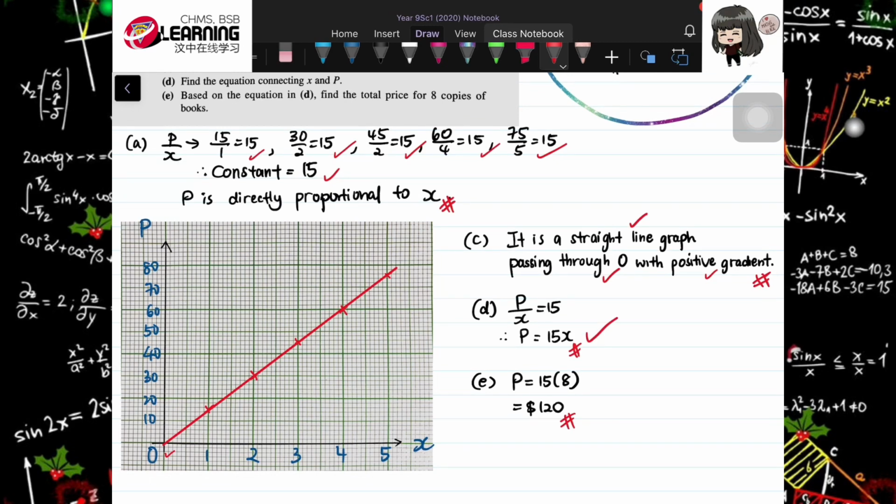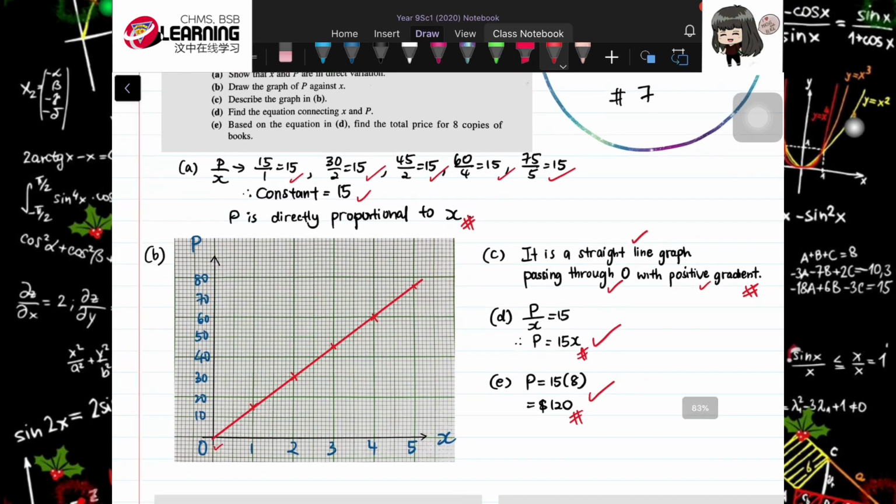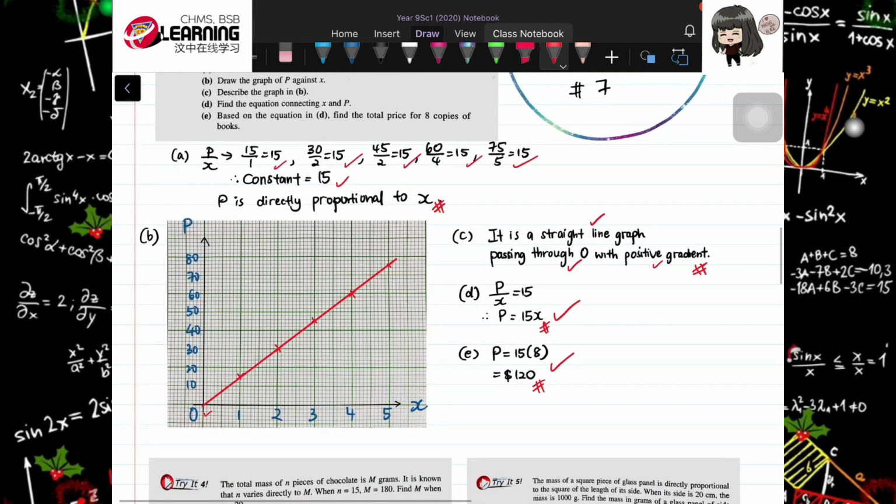Part E, find the total price for 8 copies of books. Copies of books is x, so 15 times 8 is $120. Please tick that.